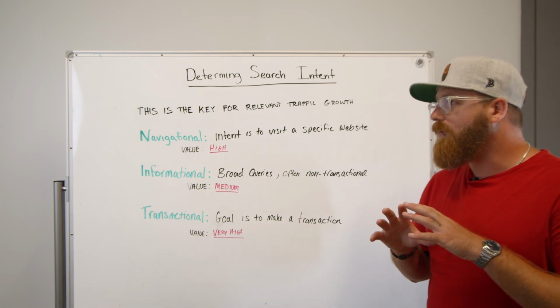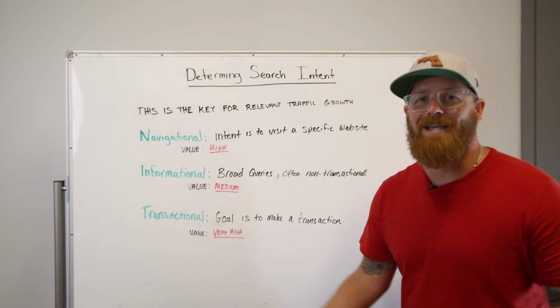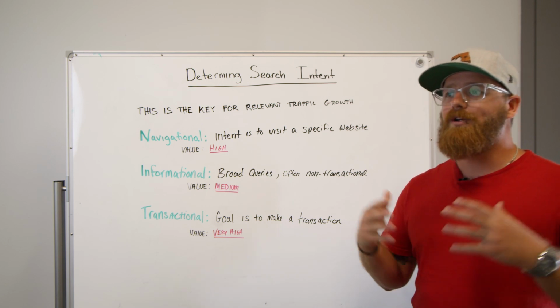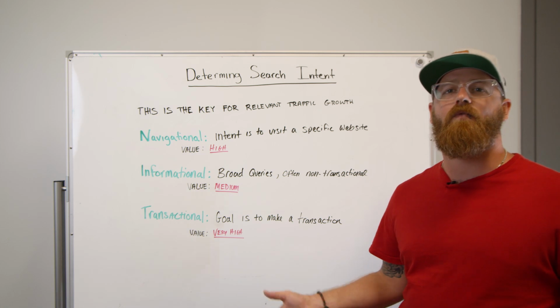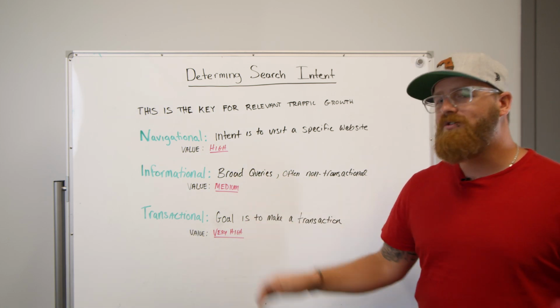These are where they're not necessarily looking for a transaction, they're just looking for information. Why is the sky blue? How do I get more traffic to my website? Where is the closest McDonald's? Those types of questions where people are just asking for information. What is SEO? How does it work? Those types of things. Now, this traffic value is medium.